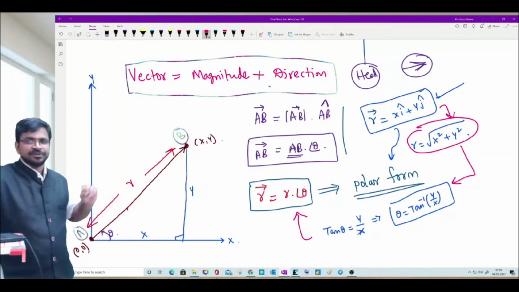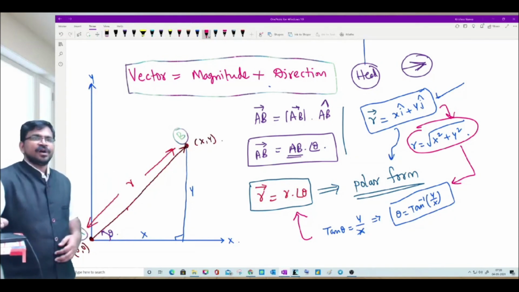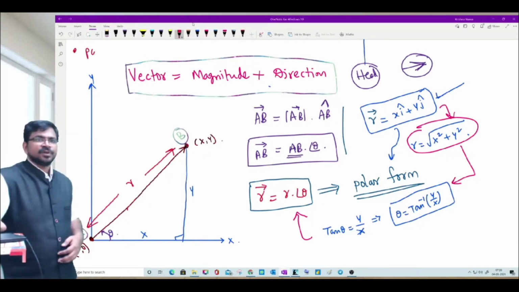Please note down this one. Polar form of the vector. What is the title of this one? Polar form. Note down this quickly so that we will discuss a couple of numericals.